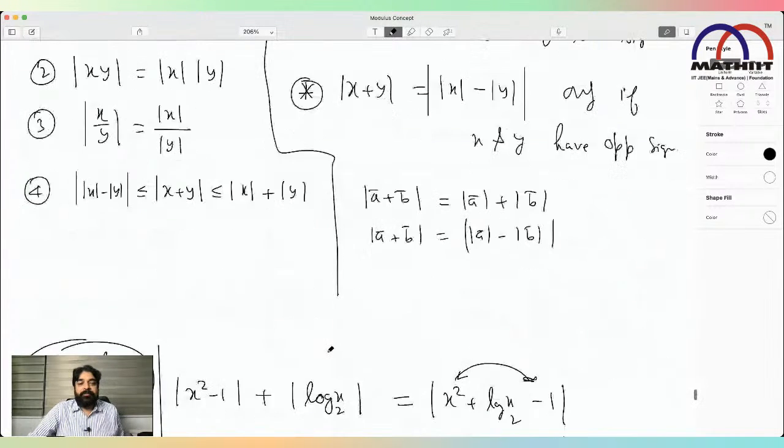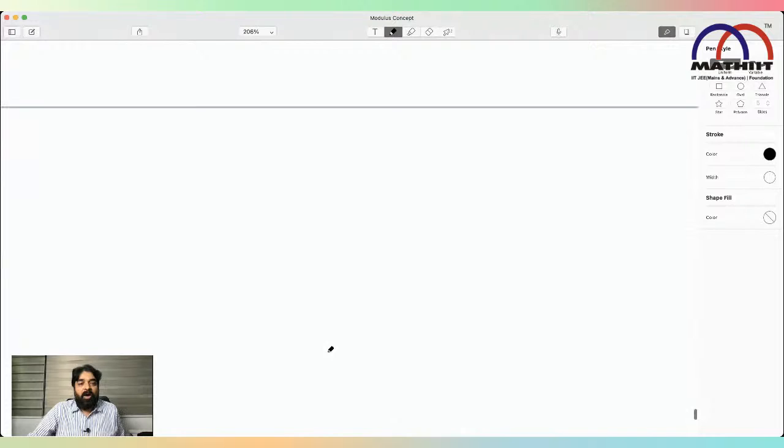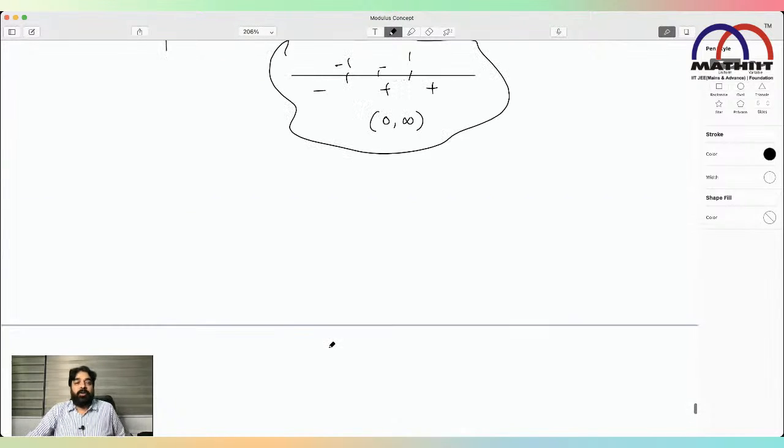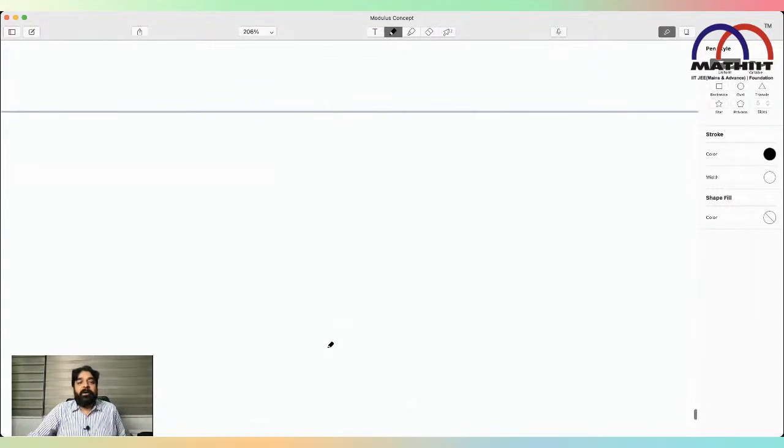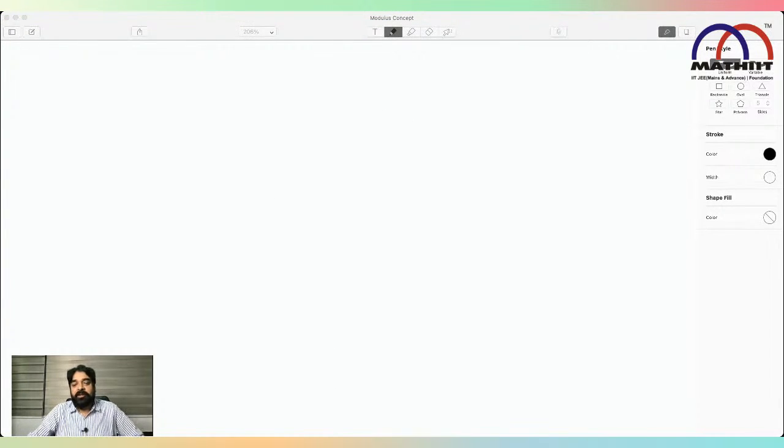So this is all about your modulus concept. Any particular type of questions you want to discuss, you can type. I will surely help out. Give me some idea of what kind of question you want to do, and I will surely make a question in that way. Any particular type of question which you feel is a problem.